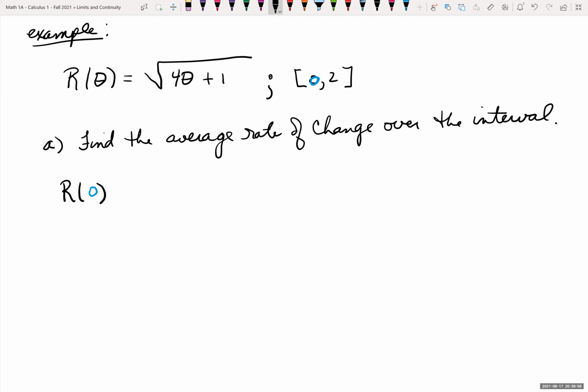And so what I want to do is wherever I see a theta in my function, I tend to put a parentheses there at first, and then I go back in and plug in. So I have square root 4, I see a theta, so put a parentheses, plus 1. And inside that parentheses, I'm going to plug in what theta is, which is 0. So r of 0, using order of operations, I have the square root, 4 times 0 is 0, plus 1 is 1. So I have the square root of 1, which is 1. So I know I have a point at 0, 1.